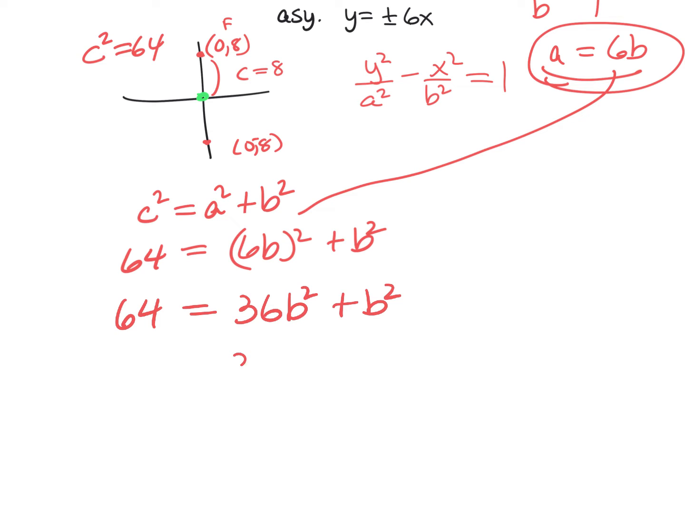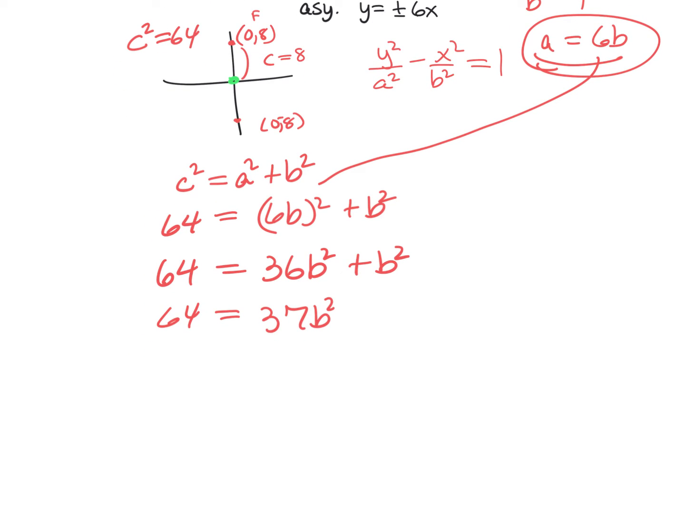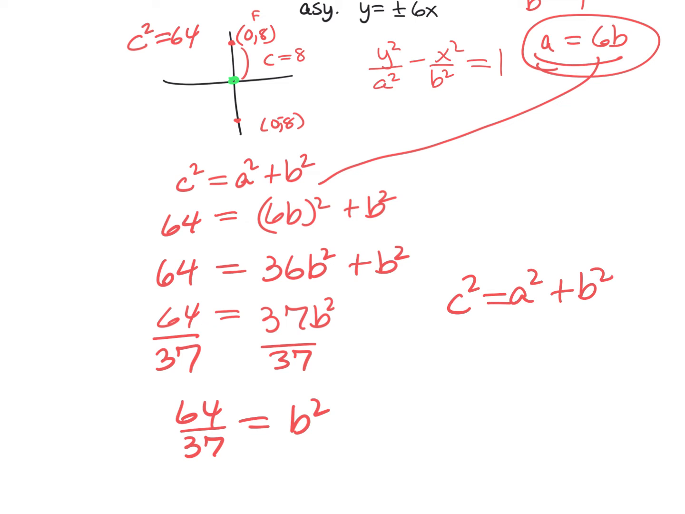I can add these like terms. 37b squared equals 64, divide by 37. 64 over 37 equals b squared. Good so far? Okay, now what I can do is plug it back in to get a squared. Your goal here is to get a squared and b squared. 64, I'm gonna leave the a squared this time, and then b squared, I can put 64 over 37.